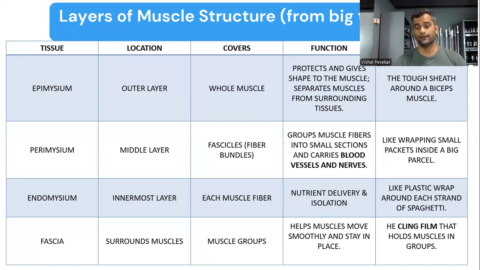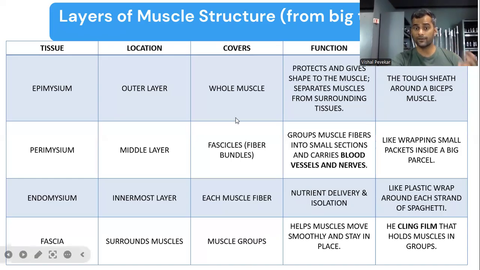This is like every muscle. If you go to buy meat in a mutton shop or maybe a meat shop, you see the muscle has a thin, whitish layer, right? Something that covers and protects the muscle. That layer is called fascia, which sits right on the muscles, covering the muscle. It helps the muscle move smoothly and stay in place, right? It's like that cling film that holds the muscle in the group, right?